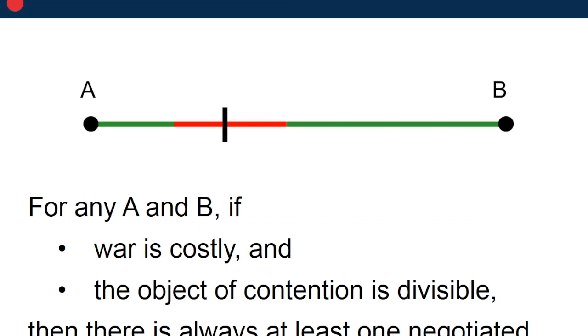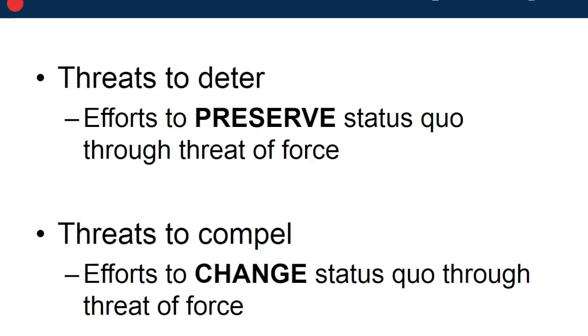area. So the one thing we need to know is that for any A and B, war is costly. The object of contention is always divisible, and there will always be at least one negotiated point. Okay? So there will always be a bargaining point.